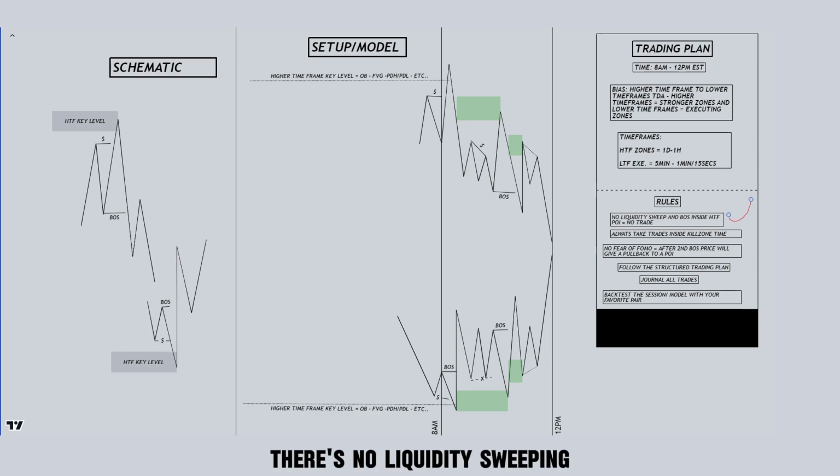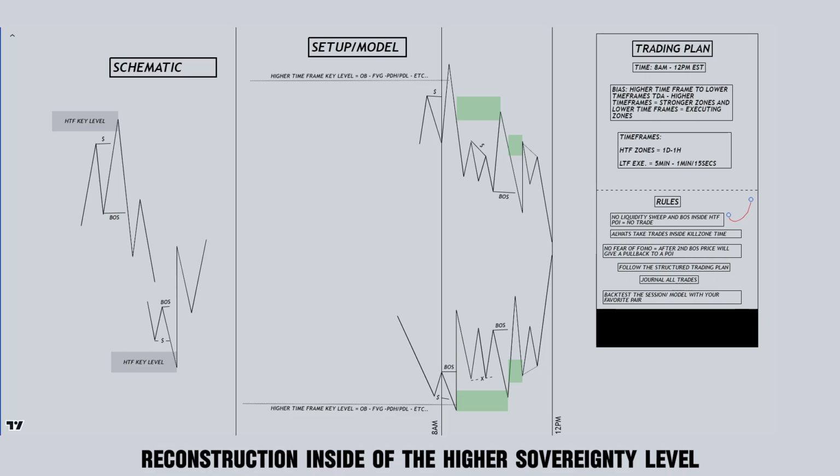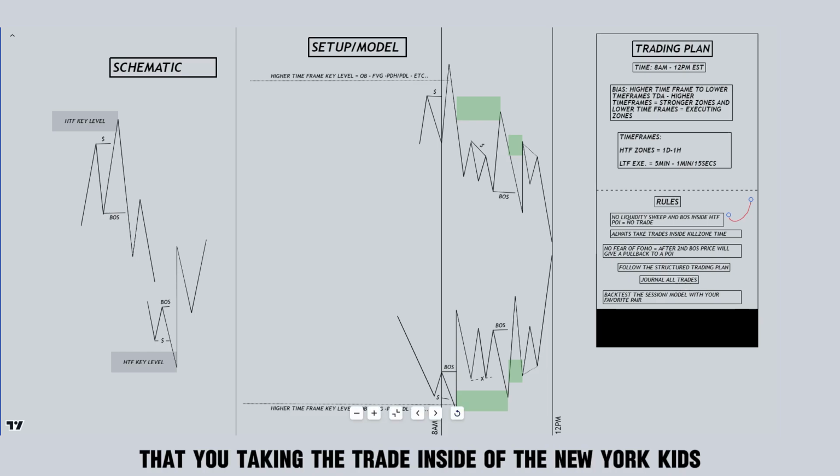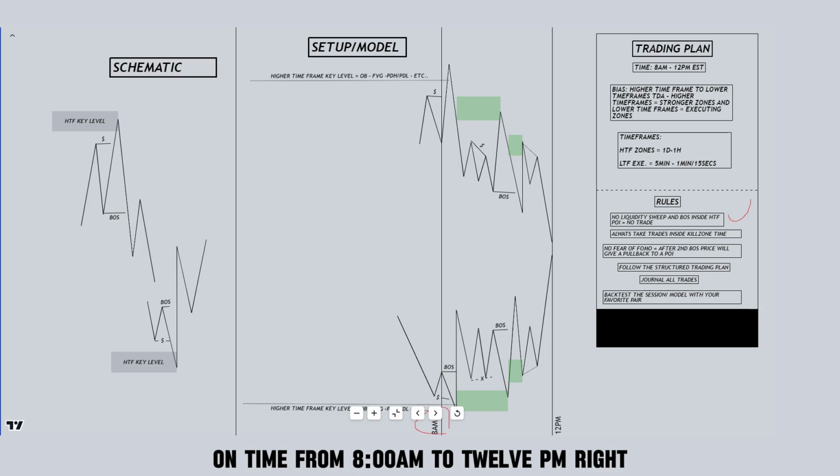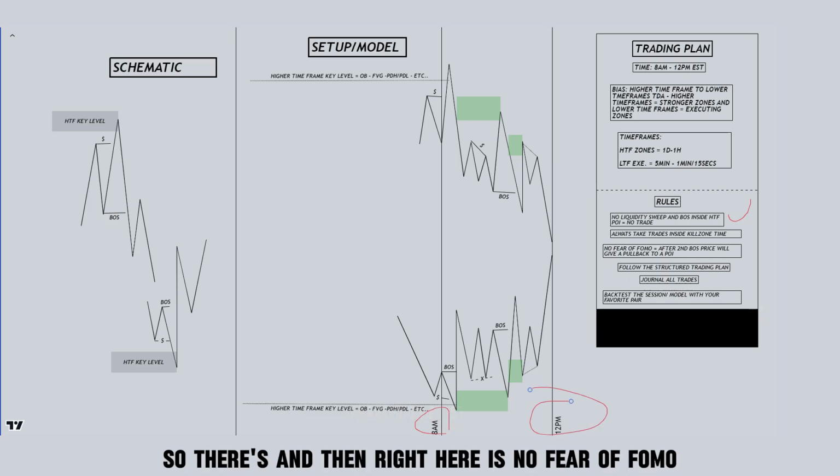If there's no liquidity sweep and break of structure inside of the higher time frame key level, no trade. Always make sure you're taking the trade inside of the New York kill zone time, from 8 a.m. to 12 p.m. And then right here is no fear of FOMO.